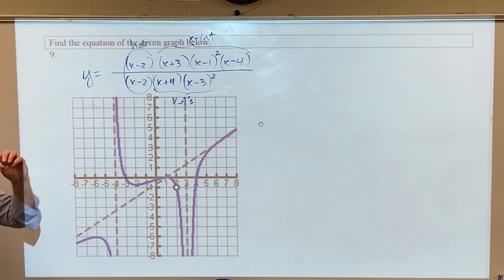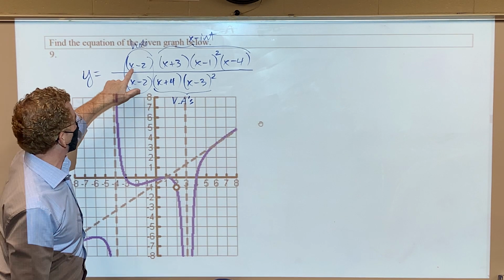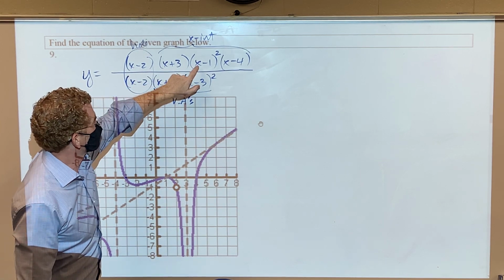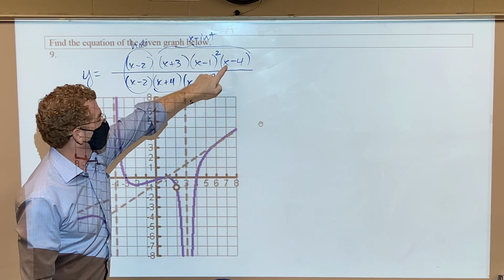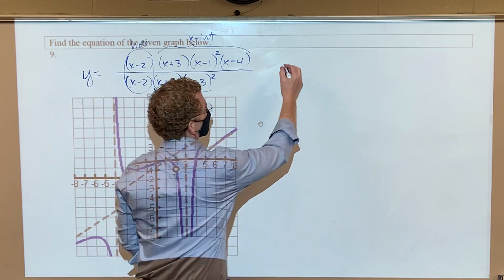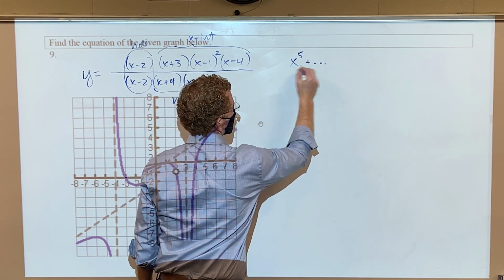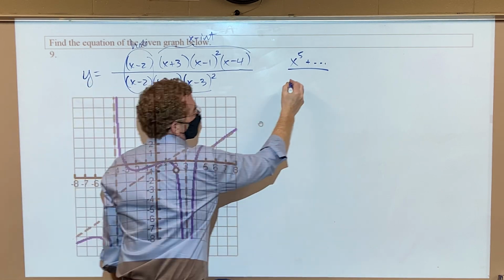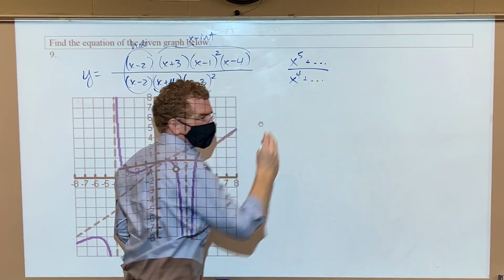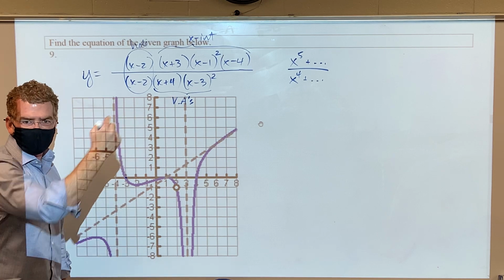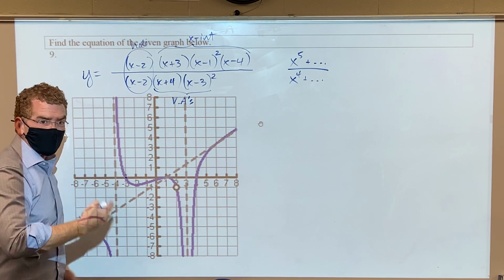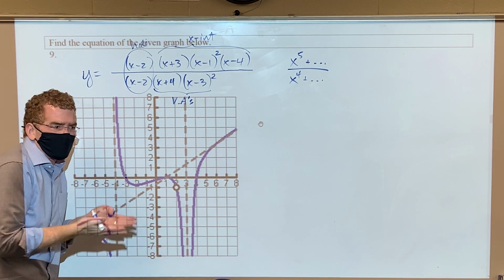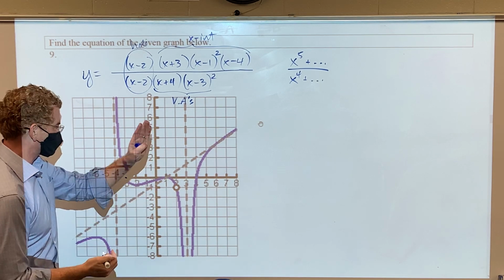When the power is 1 bigger on the top than the bottom, this is a great way to check your work. If I look at this, I have 1x, 2x, 3, 4, because it's squared, 5. This would have been an x to the 5th, and on the bottom I have 1, 2, 3, 4, that would have been an x to the fourth. Because it's one higher on the top, if I were to have done the division, I would have gotten something x. And that is a slanted line.